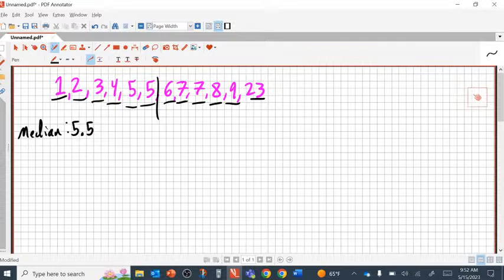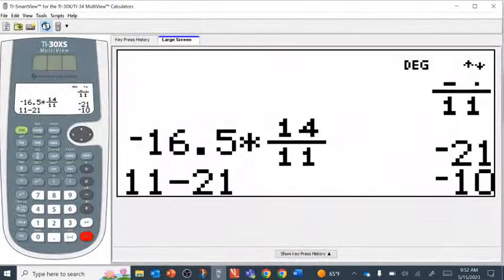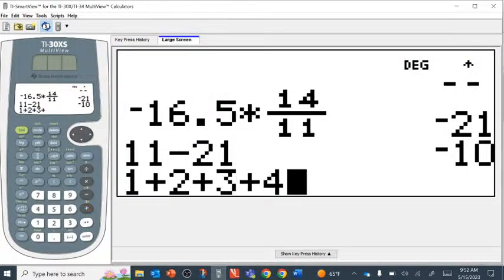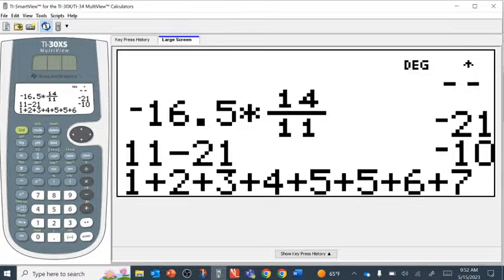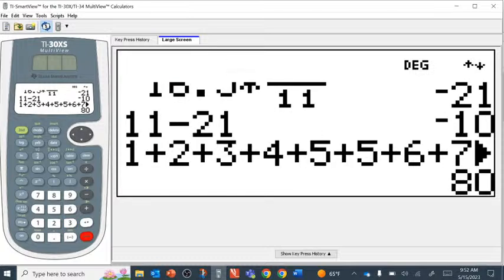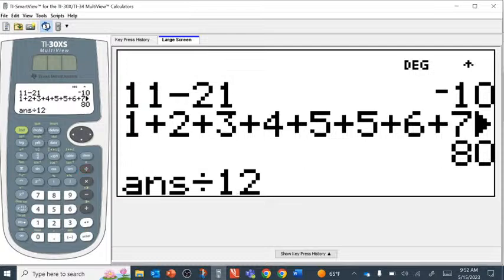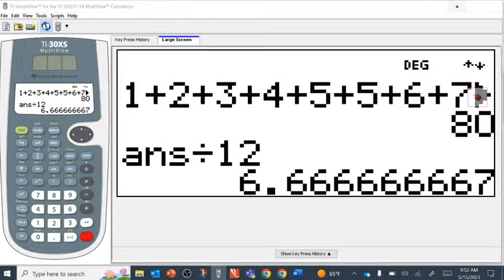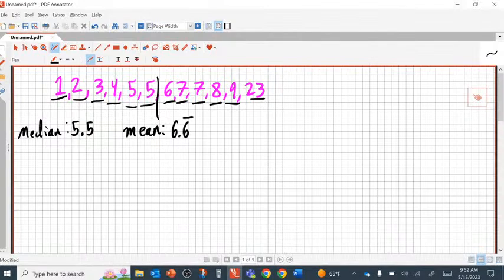Sure. So how do you find the mean? Did I do that right? 1 plus 2 plus 3 plus 4 plus 5 plus 5 plus 6 plus 7 plus 7 plus 8 plus 9 plus 23? And then how many chickens were there? 12. So we divide that by 12. So according to this, it's about 6.6 repeating. So 6.6 repeating eggs per chicken.